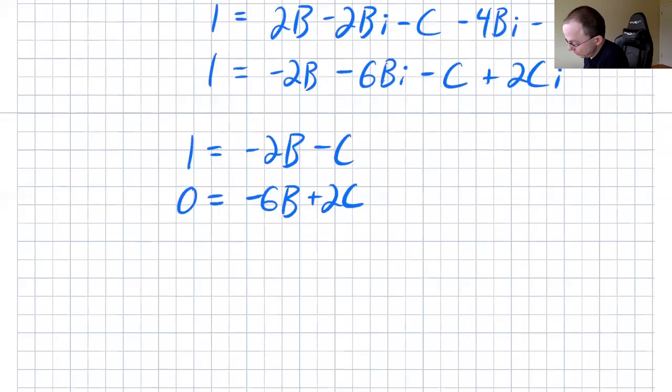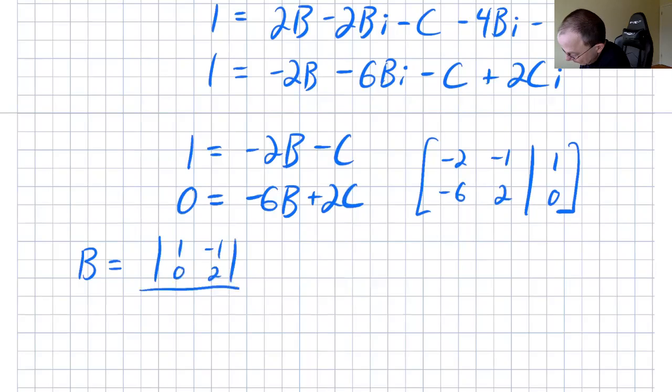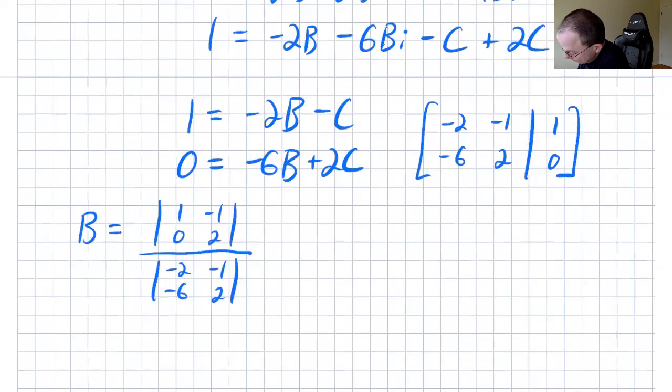So I'm going to use Cramer's rule. So this would correspond to this linear system, -2, -1, -6, 2, and then the right-hand side is 1, 0. So using Cramer's rule to solve this, I would get the determinant of 1, 0, -1, 2, divided by the determinant of -2, -1, -6, and 2. And then for the c, it's the same thing, but now we put the right-hand side in the second column.